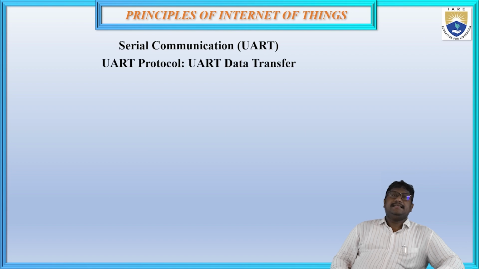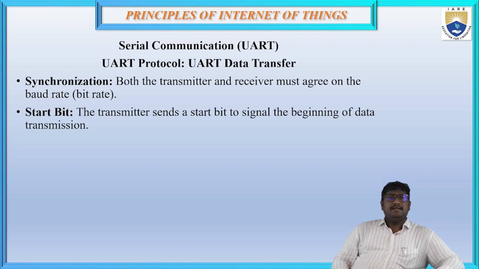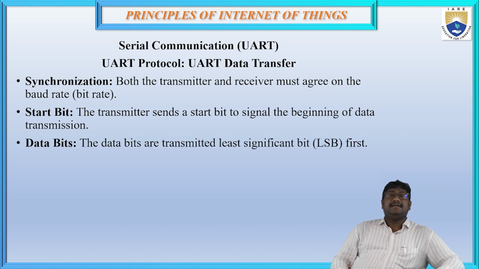Serial communication. In this data transfer, we have seen the protocol previously, and here is how the synchronization works. While transferring the data, as I told you, it is asynchronous, and here the synchronization is done with the help of the transmitter and receiver agreeing on the baud rate, which is the bit rate, and also the start bit. The transmitter is going to send a start bit signal, and it is also going to begin the data transmission.